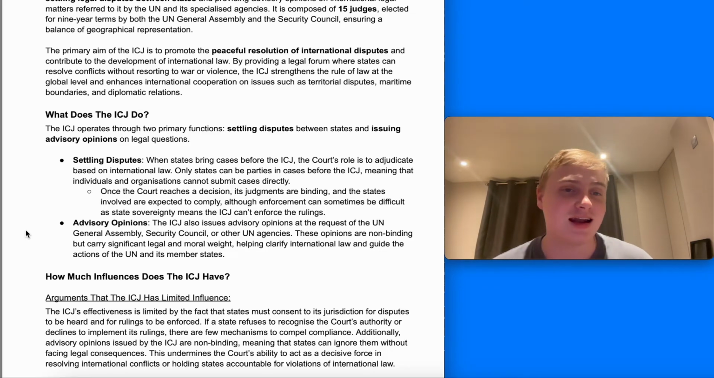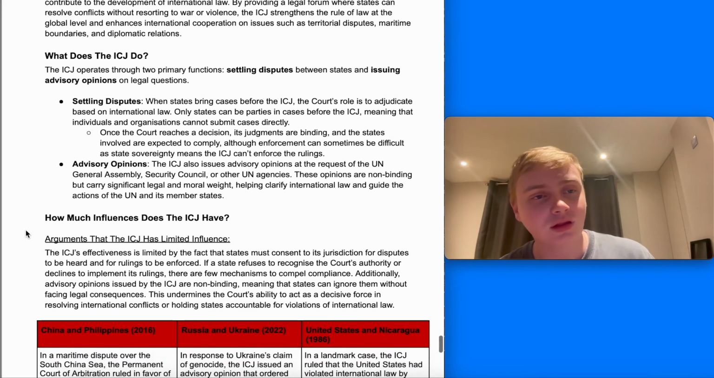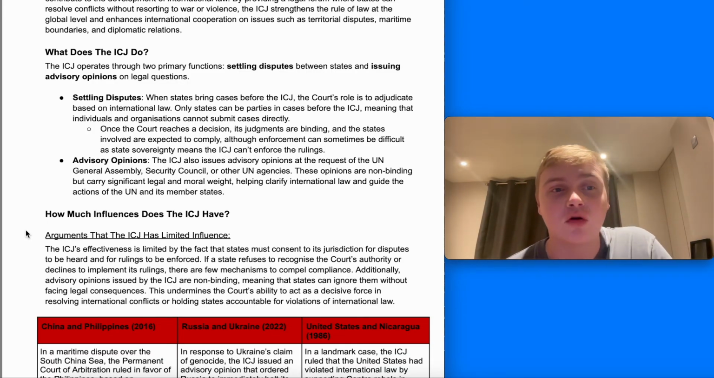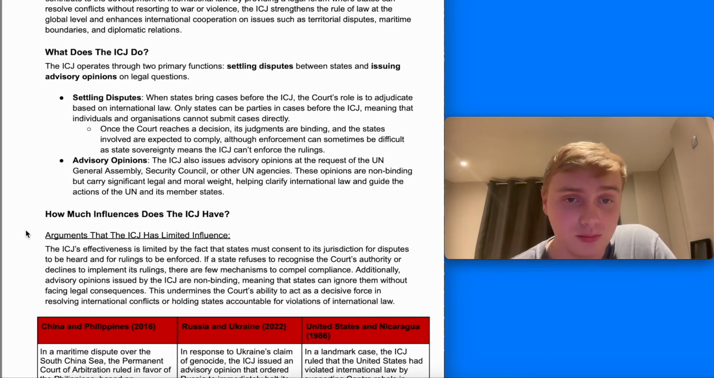What then does it do? As I said, 2 key functions. The first one is settling disputes. So when states bring cases before the International Court of Justice, its role is to adjudicate based on international law and effectively decide who's broken the law.